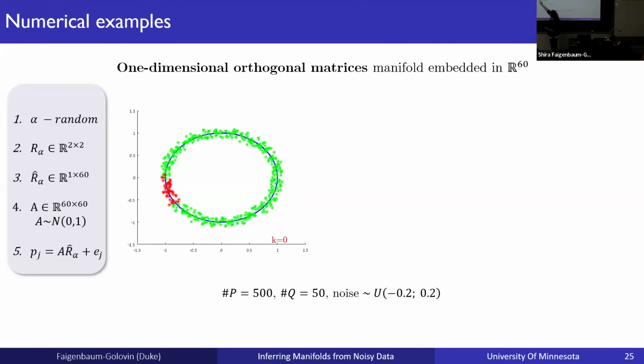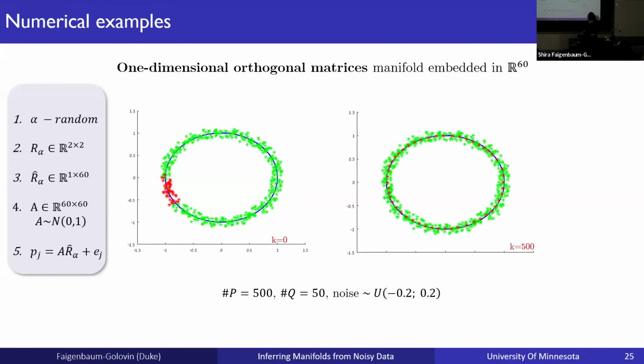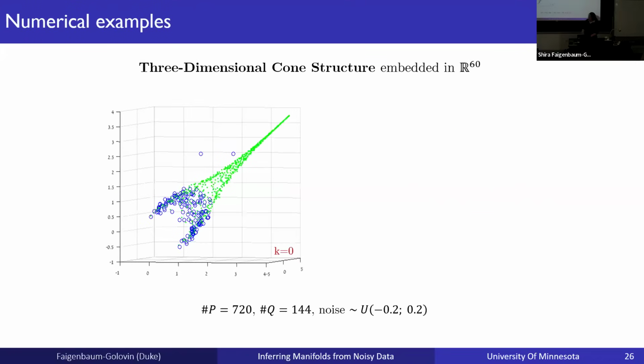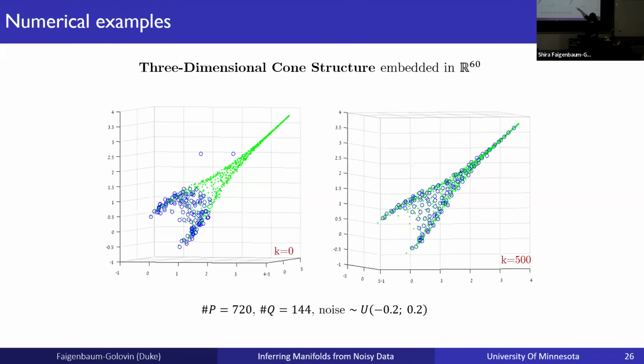The original alphas, the P points, are represented by the green. We subsampled the Qs. We are aiming to reconstruct the original circle without any noise, the blue one. Once we apply the manifold reconstruction, you can see that the red points, the Qs, are now nicely distributed around the manifold and reconstruct the entire manifold, more or less evenly distributed. We applied it to other examples, for example the cone, and reconstructed it as well, embedded in the same way in R60.